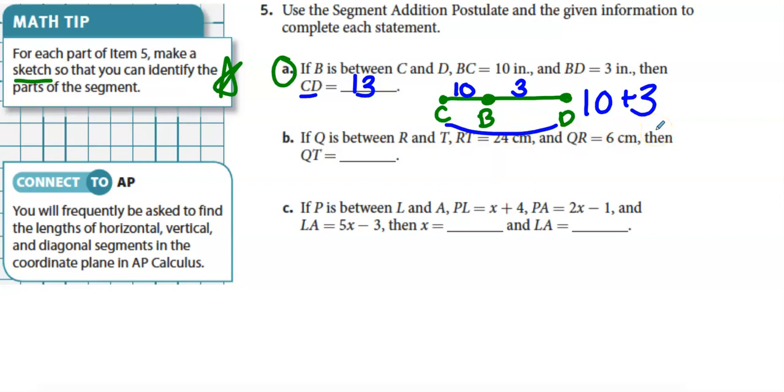On part B, it says that Q is between R and T. So I'm going to draw a line segment R and T. I'm going to put Q somewhere on the line. Again, it doesn't have to be in the middle. And now I'm going to label.